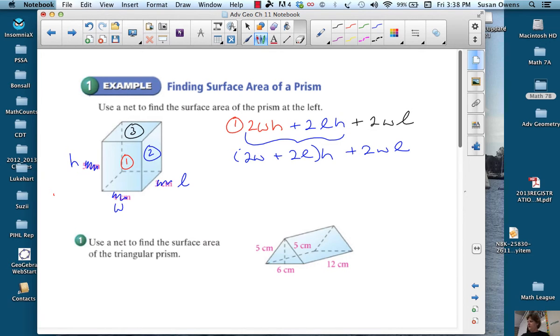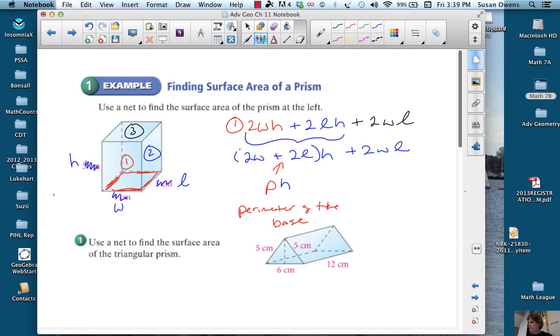Well, if you look at the bottom here and you look at the width and the length, if I take 2 of the widths and 2 of the lengths, what I end up getting is just this perimeter that's on the bottom. So another way that I can write this is it's just the perimeter of the base times the height.